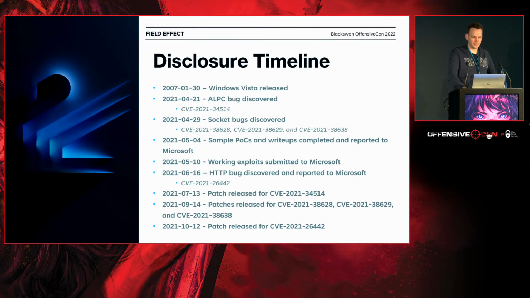All right, so pretty much done. This is the timeline for when I did this work. Windows Vista came out in 2007. I started looking at this stuff in April and found the ALPC bug. About a week later, I found the socket bugs. And then a week later, I submitted sample exploits and the proofs of concept to Microsoft. Everything ended up getting patched by the fall. So maybe 4 or 5 months for some of them, which isn't too bad.